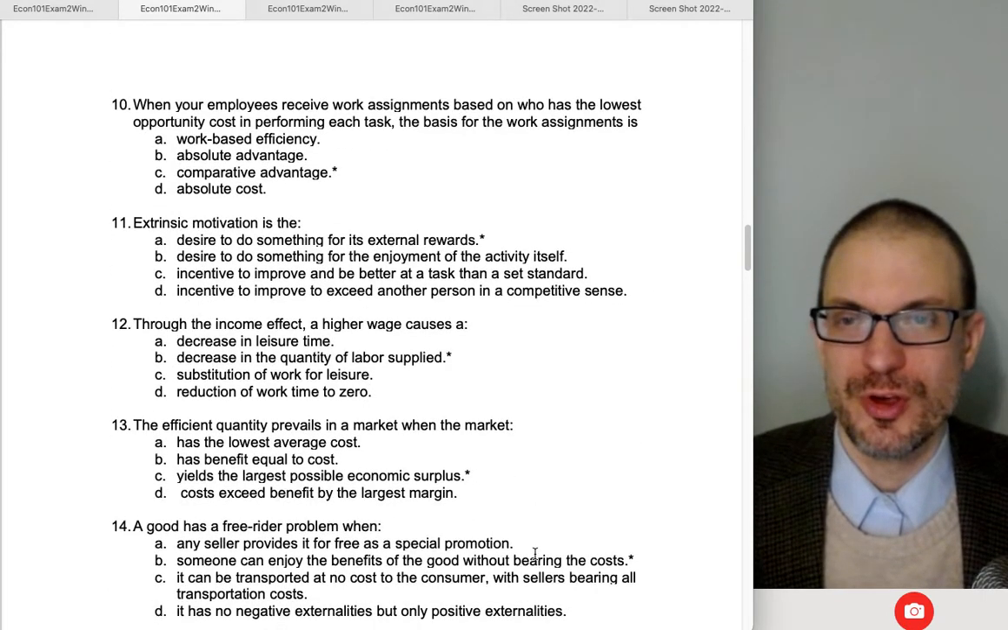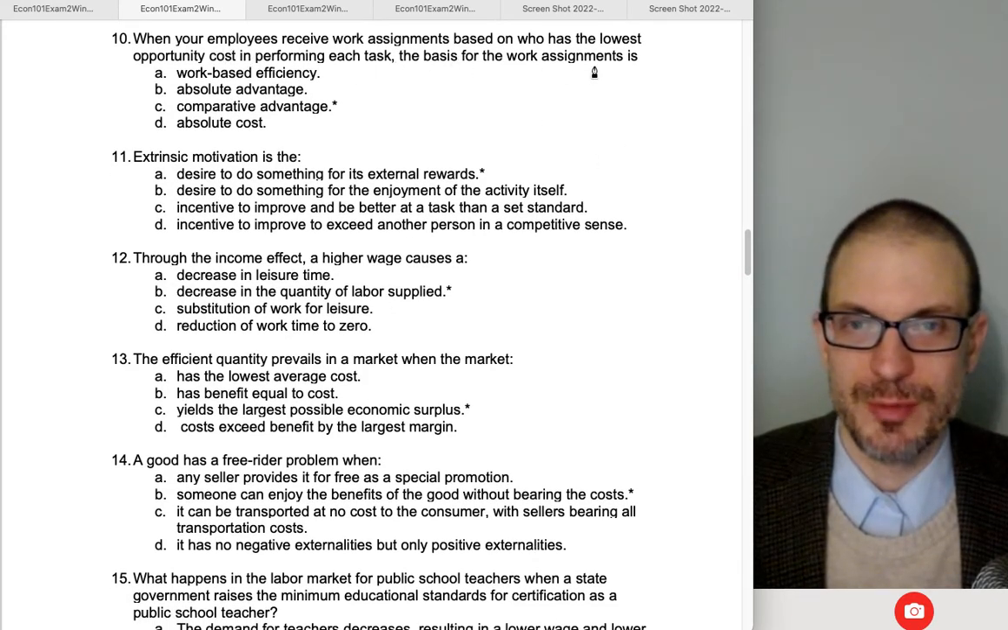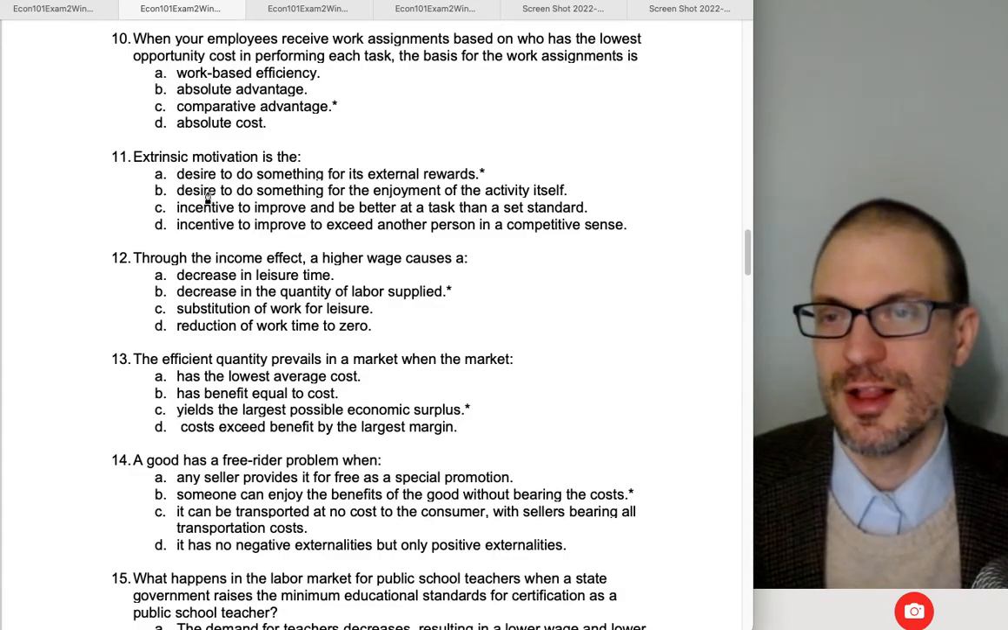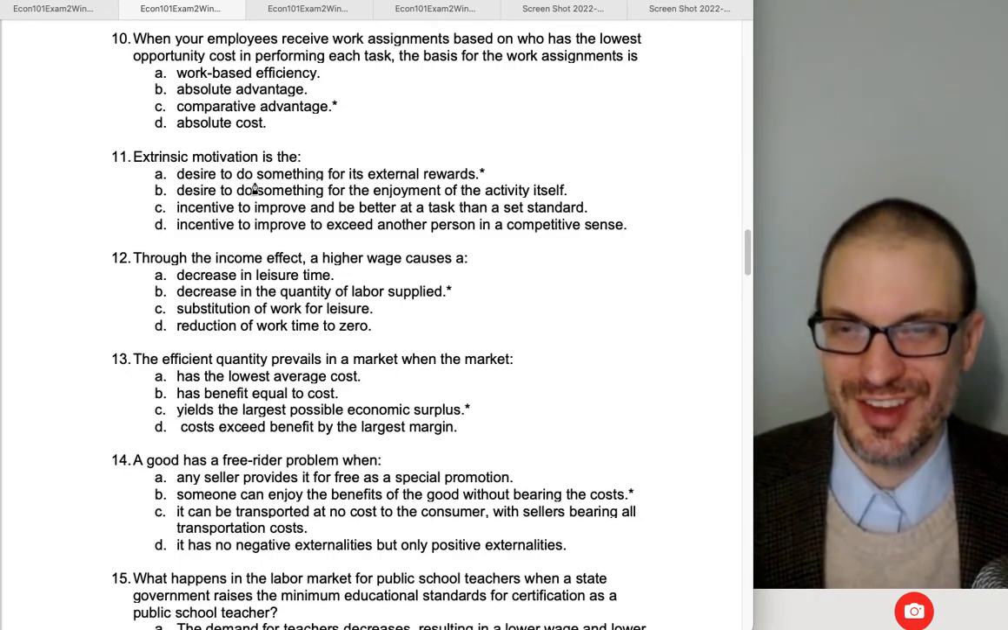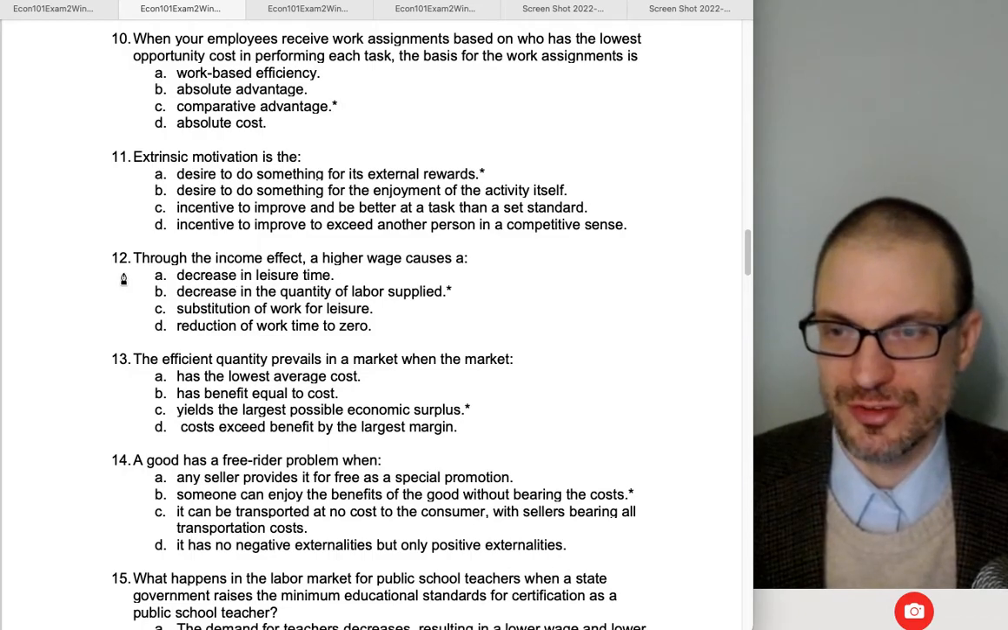All right, so when your employees receive work assignments based on who has the lowest opportunity cost in performing each task, the basis for the work assignments is comparative advantage, right? The definition of comparative advantage is whoever has the lowest opportunity cost. Extrinsic motivation is the desire to do something for its external rewards, right? So these are two that are basically definitions.